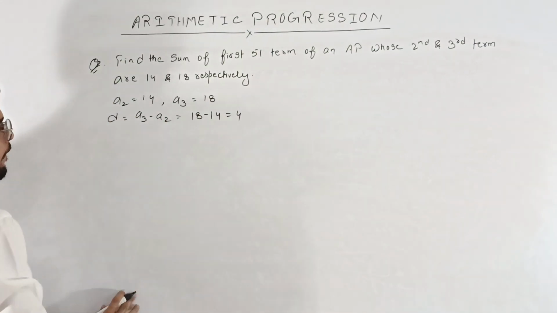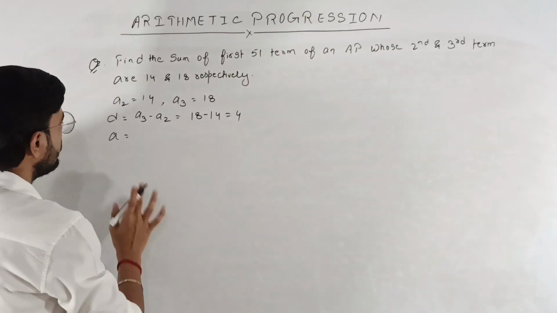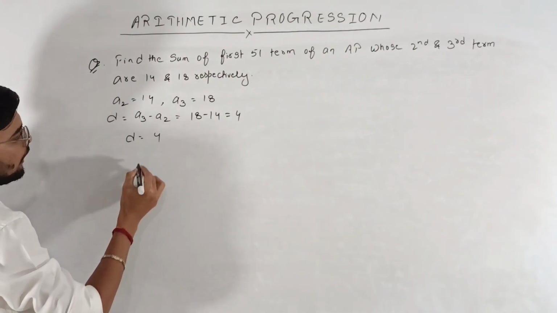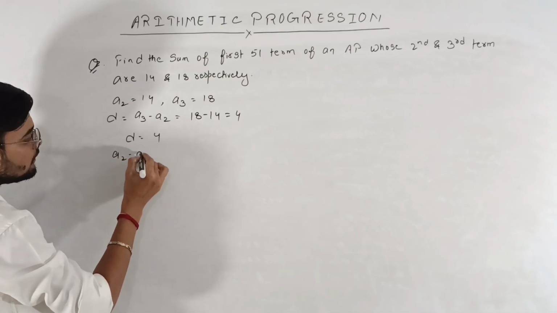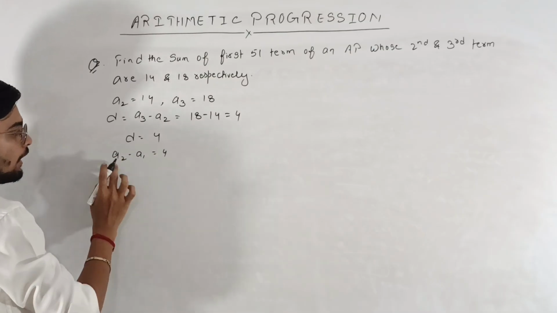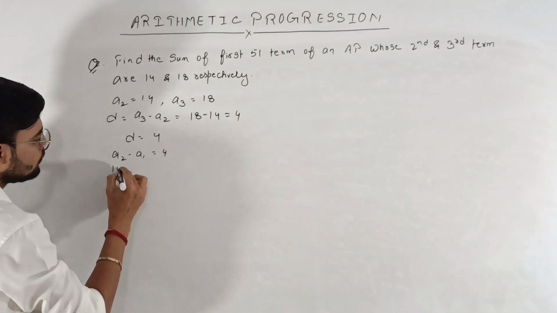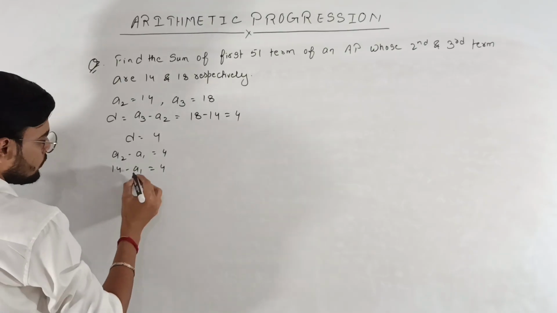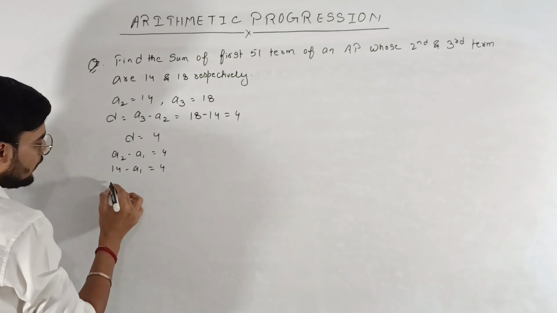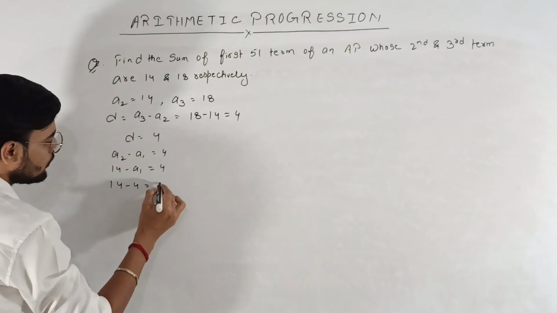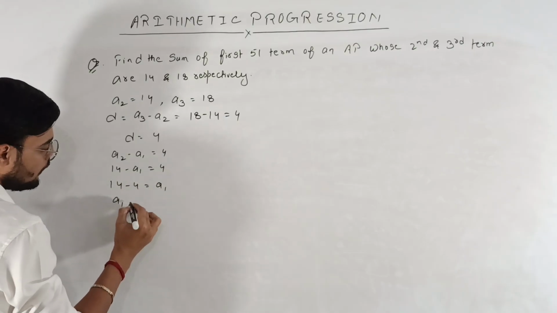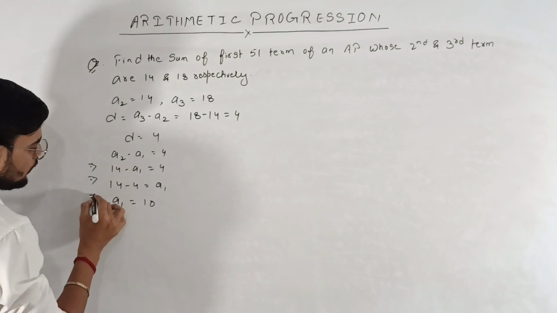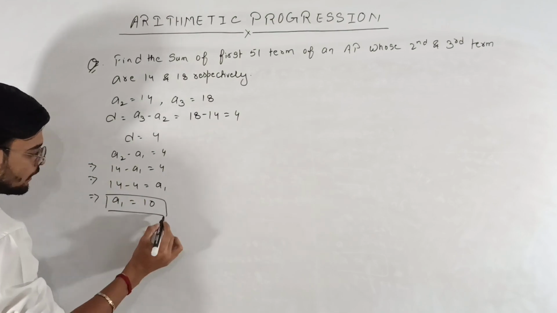Now d is 4, and now I have to find a. Look, d is 4. I can also find d as a2 minus a1, which is equal to 4. a2 is 14, minus a1 is 4. So what is a1? This a1 goes this side, then 14 minus 4 is equal to a1. So from here a1 is 10, which is our first term. Okay, our first term is 10.